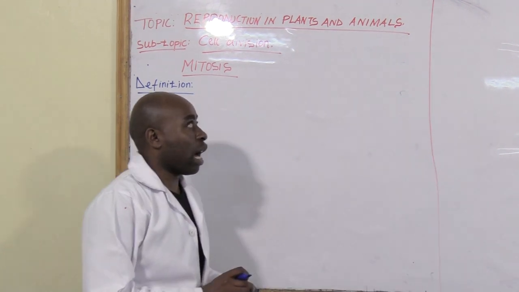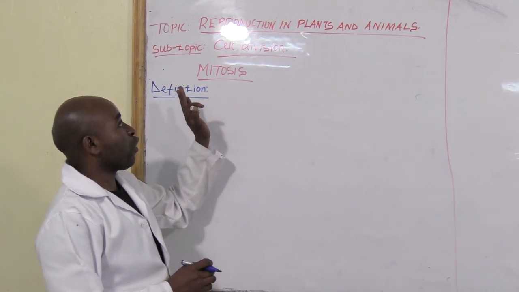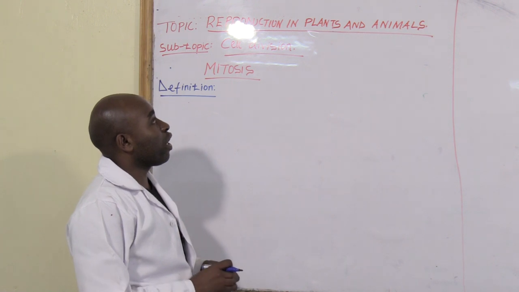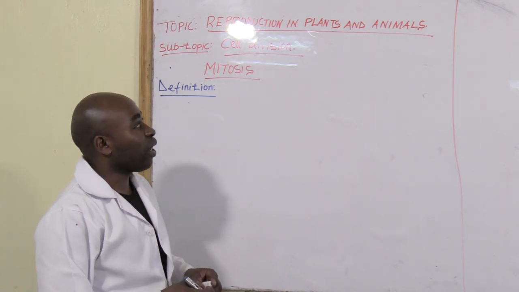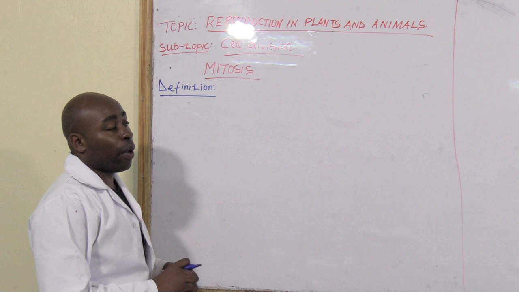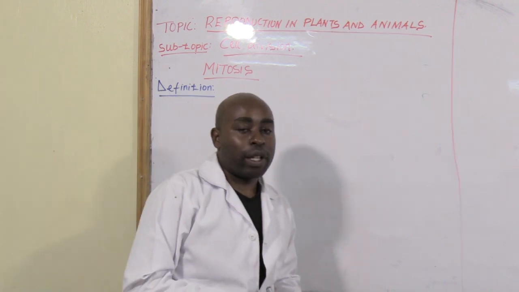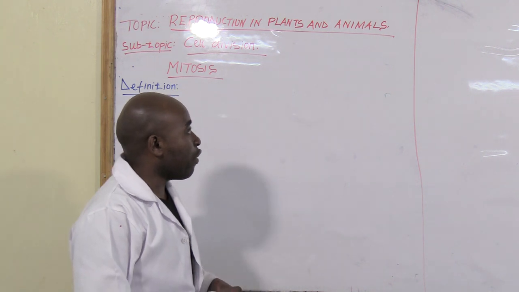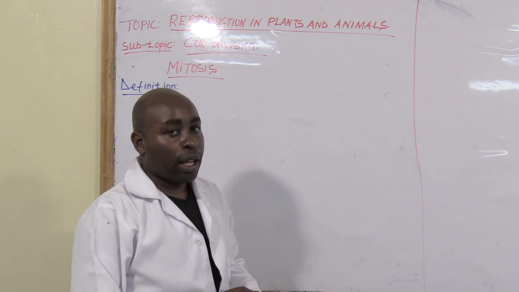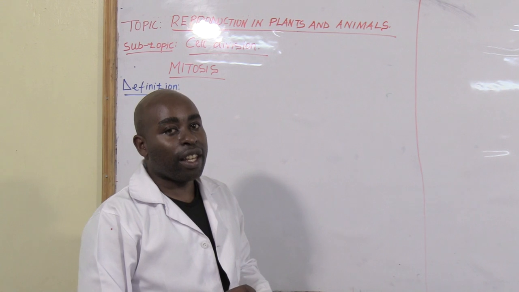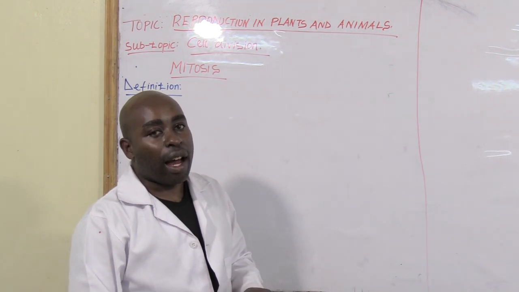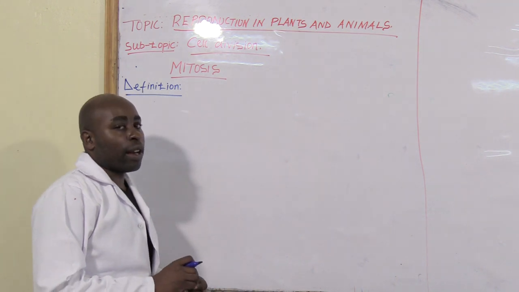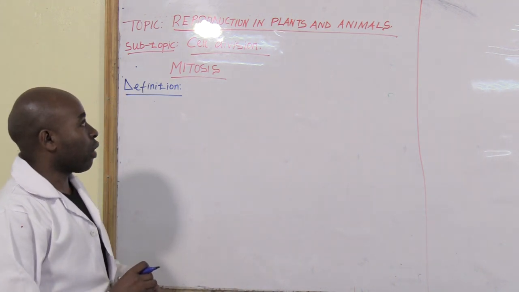In the previous lesson, I did introduce this topic, that is the third topic in Form 3, reproduction in plants and animals. We defined reproduction, looked at the types of reproduction, and also looked at the advantages and disadvantages of both sexual reproduction as well as asexual reproduction. We also talked about cell division.